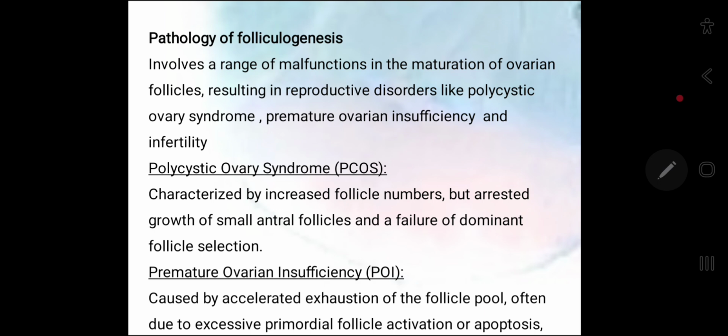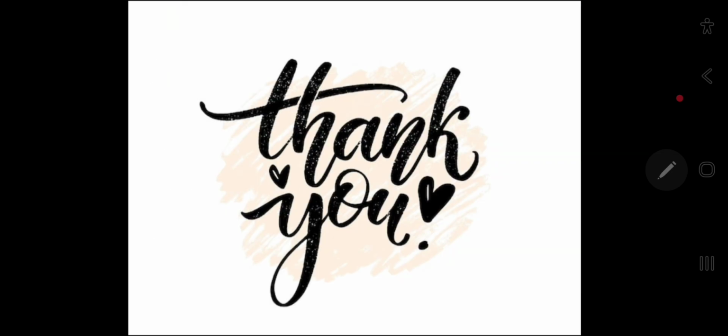In premature ovarian insufficiency, there is accelerated exhaustion of the follicle pool, either by excessive activation of primordial follicle growth or by excessive apoptosis of these follicles. And so the follicle pool, which is 300,000 to 400,000 at puberty, will be exhausted before the expected age of menopause. By definition, the patient will be menopausal before 40 years. These are the abnormalities of folliculogenesis. Thank you.